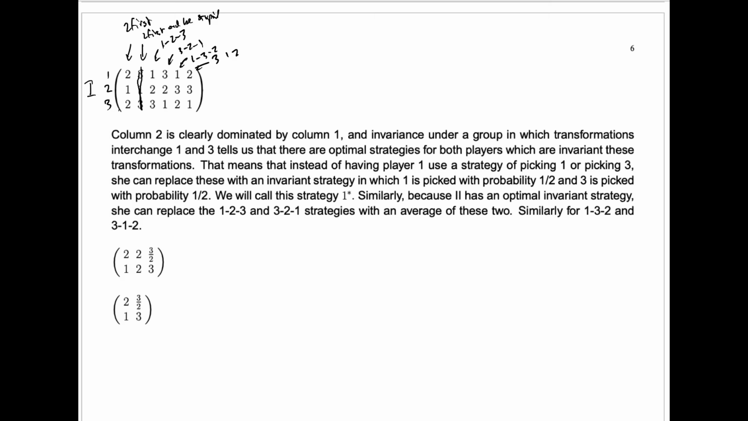And what does that mean? That means there are optimal strategies for both players which are invariant under transformations that switch 1 and 3. That's kind of the same as saying the 1 and 3 will have equal probabilities in some optimal strategies for both player 1 and player 2. So how does that help us here?